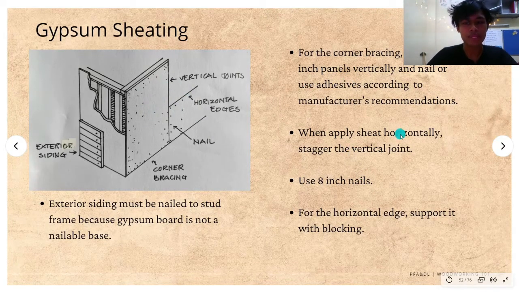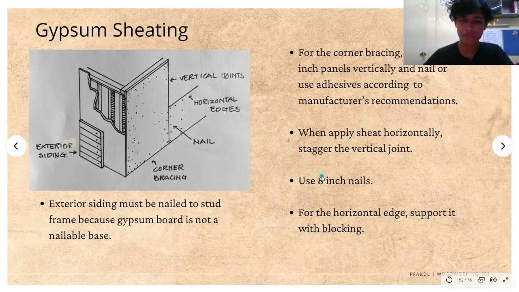And then when applying sheets horizontally like the other sheeting, we have to stagger the vertical joints. This is the first vertical joint and this is the second vertical joint. And it must use 8 inch nails. And for the horizontal edge, we have to support it with blocking.